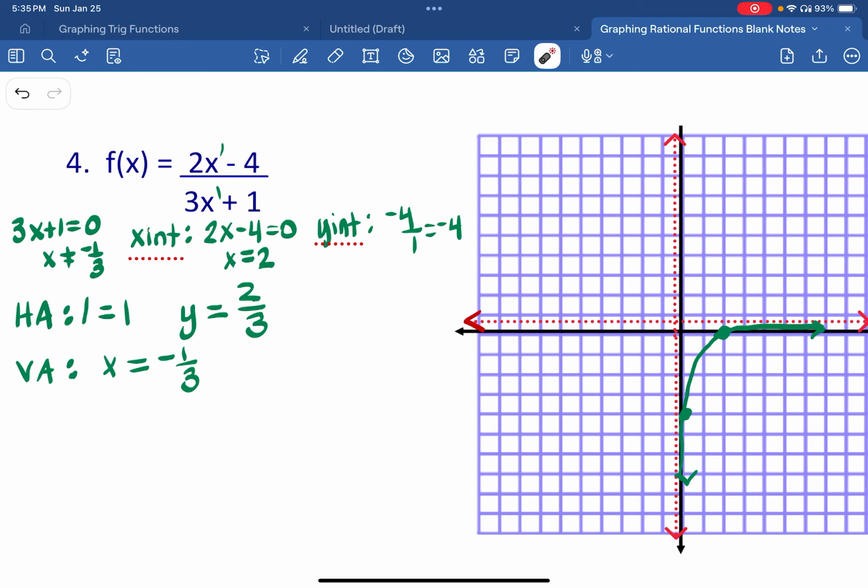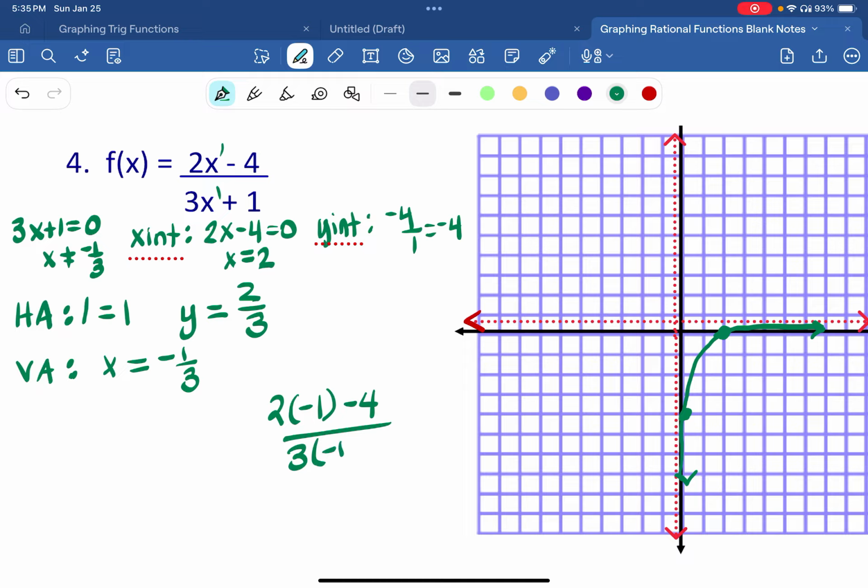So let's plot a couple points just to double check. So I'm going to plug in like negative 1. So I'll say 2 times negative 1 minus 4 over 3 times negative 1 plus 1. So what's that? Negative 2 minus 4, negative 6. Negative 3 plus 1 is negative 2, so I get 3. So yes, it's going to be up. We're going to go up, so we plugged in negative 1, and we're going to go up to 3. 1, 2, 3, which is right here. And so I'm pretty safe to say that this part of the graph is going to do this. You could plot more points if you want to, but that's enough to give us a good graph.